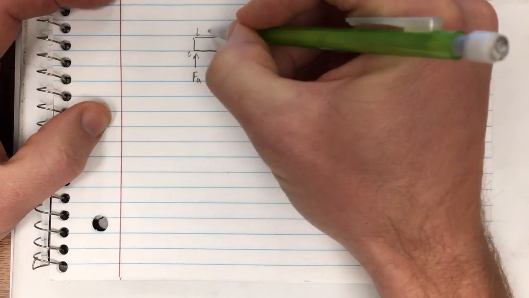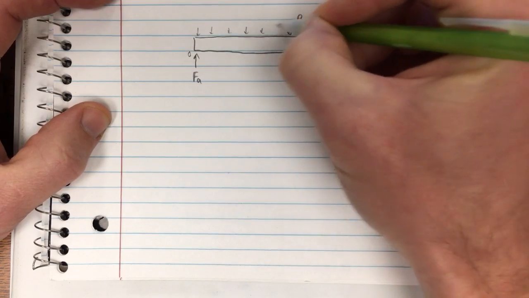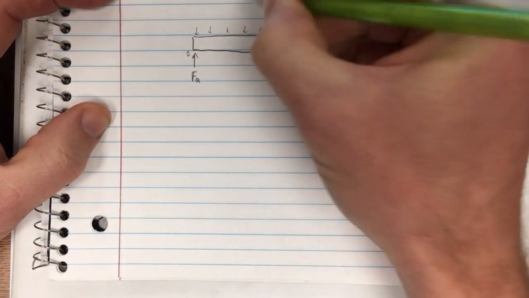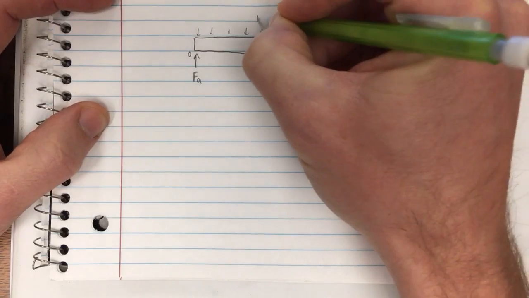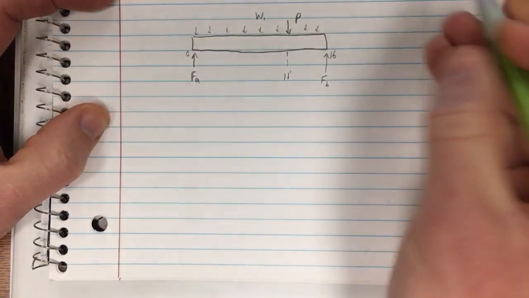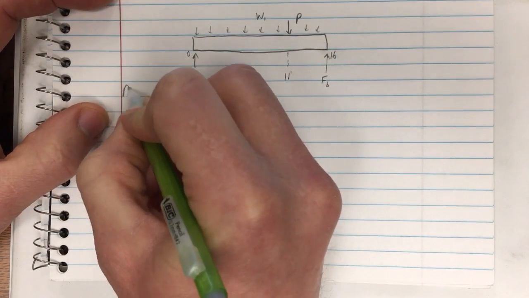And we also have something different in this one. We have this uniform load, and that is called W. So we've drawn our picture. Now we write down what we know. We know that P equals 500.